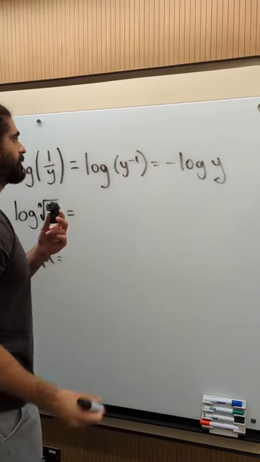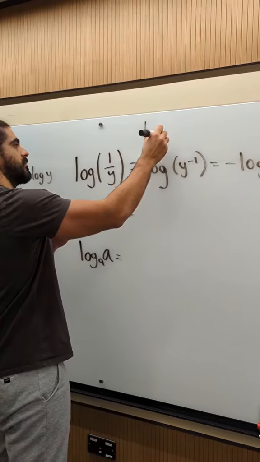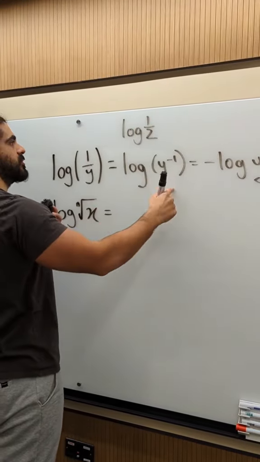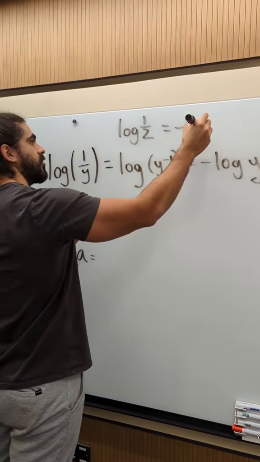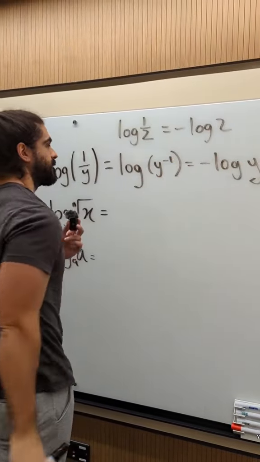So, for example, we're going to see a lot of these. Log of a half. You don't need to do this intermediate step. You say log of a half is minus log 2, innit?